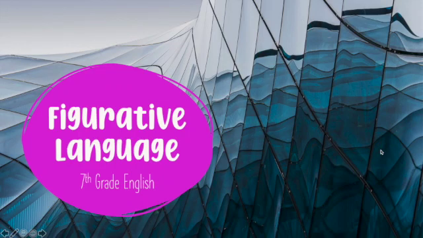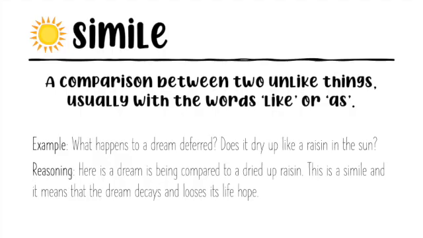Hi everyone! Today we are going to go over the 4 main terms for figurative language that you will probably encounter. Our first word that we're going to go over is a simile. Now this is a comparison between two unlike things, usually with the words like or as.